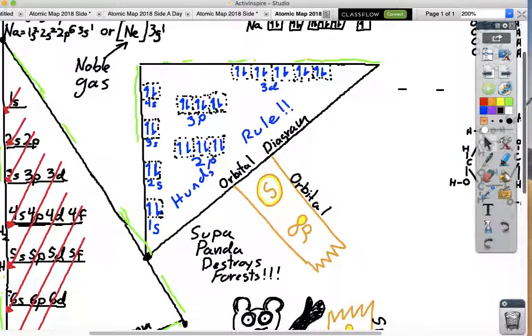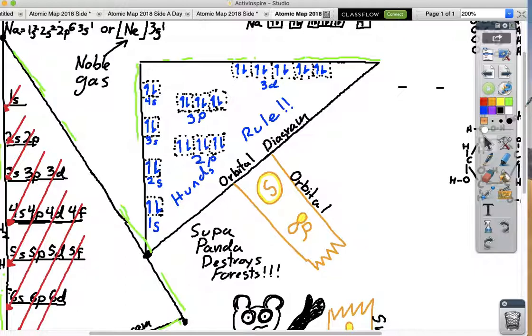One of the patterns we're looking at is Super Panda Destroys Forests. Okay, these represent the sublevels. So now I'm going to start comparing things and asking you sciencey questions about chemistry. I want everyone to find lithium. What is the atomic number for lithium? Three. Okay, cool. So find Li, lithium, it's 3.